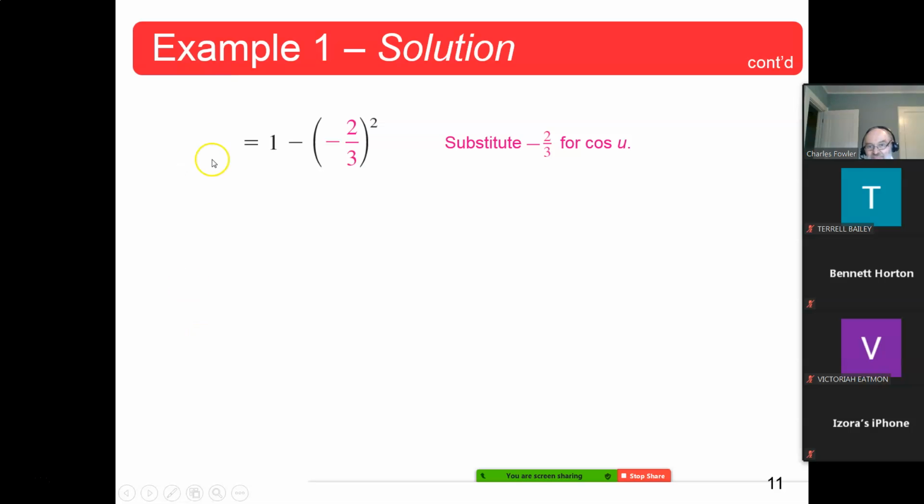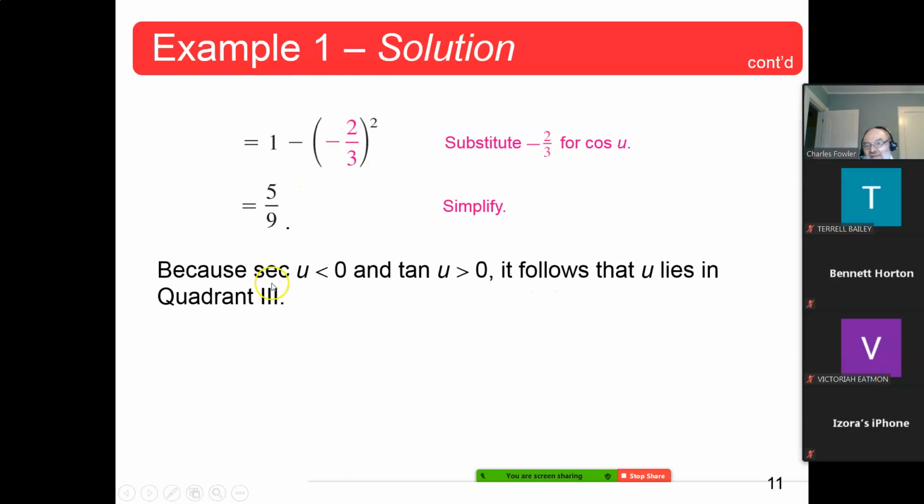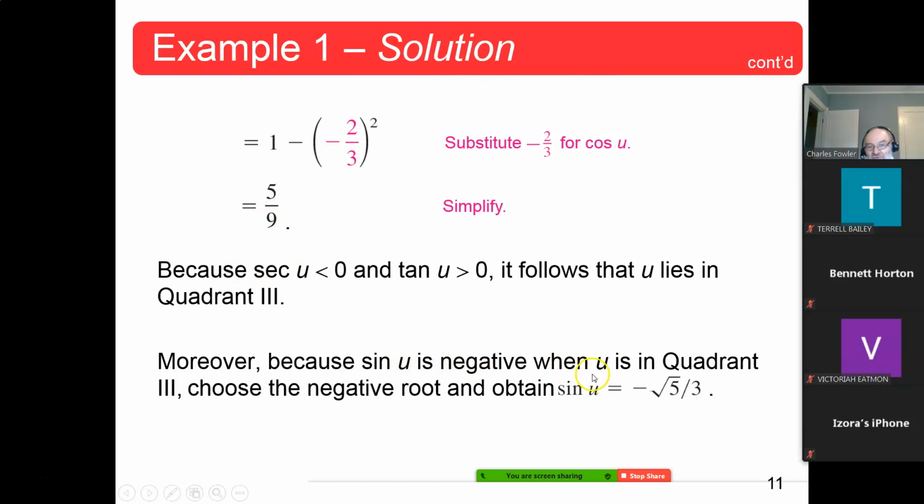So that's what they do. 1 minus cosine squared gives 1 minus 4/9, which is 5/9. Because secant is negative, you're in quadrant 2 or 3, and tangent is positive, so you're in quadrant 1 or 3, so you have to be in quadrant 3, where sine is negative. So you choose the negative root and obtain sine of u equal to minus root 5 over 3. Perfectly legitimate, good way to do the problem. I just like to think in terms of x, y's, and r's, and it comes out being the same. To me, it's just a little easier to think through.